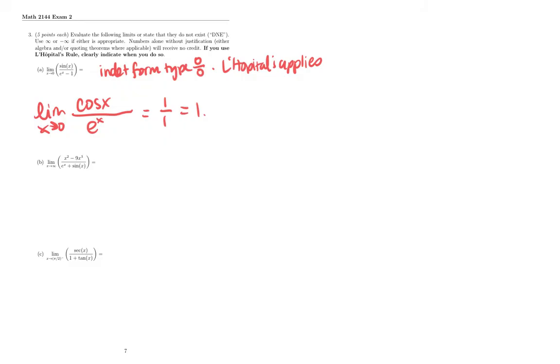For the next one, I want to look at the limit as x goes to infinity. And so I can see that in the numerator, as x goes to infinity, that is going to negative infinity, because my highest power of x is this x cubed, and the leading coefficient of that is negative. So as x goes to infinity, that numerator is going to negative infinity.